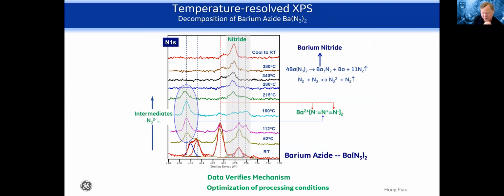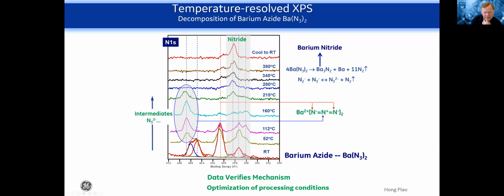This is another nice example of an application of XPS. Our colleague was using barium azide in a process, and they needed to understand what happens as the materials undergo heating. So you could predict that the barium azide is going to change to the nitride by the time you heat to about 380 degrees Celsius. And that's confirmed by this series of XPS spectral analyses performed at different temperatures.